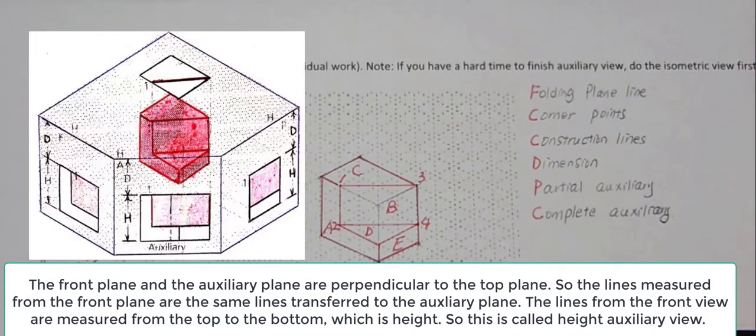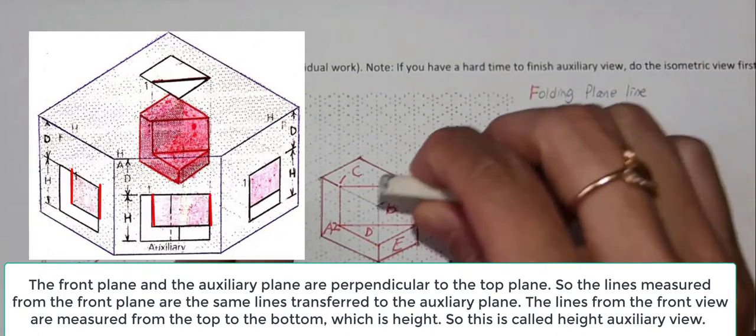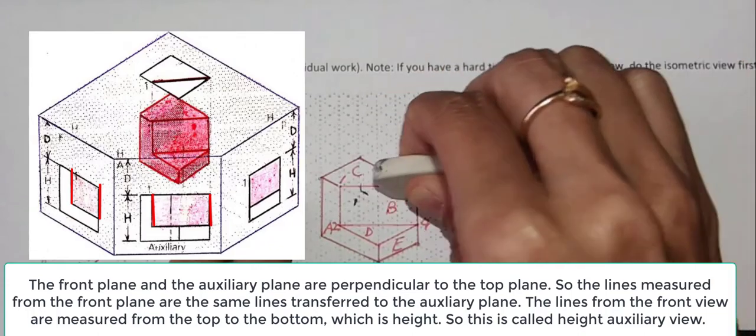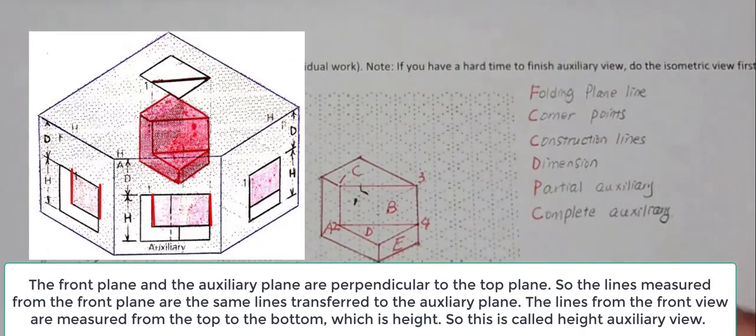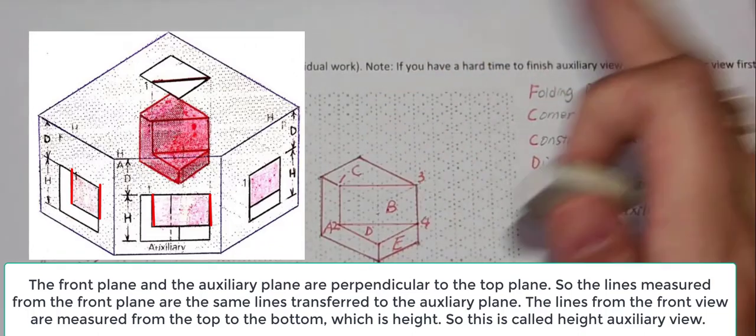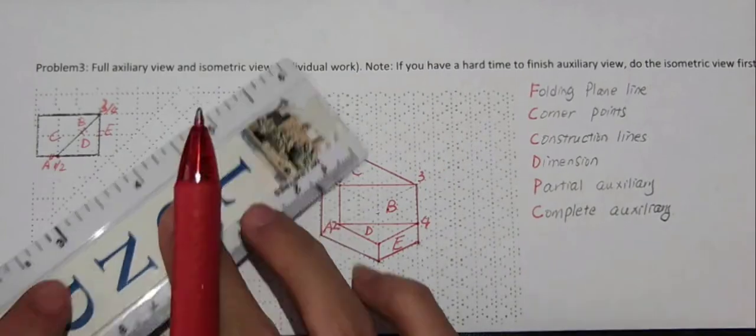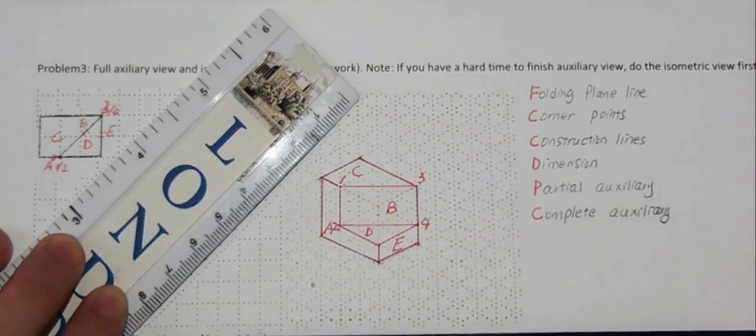Let's take a look at the glass box. The front plane and the auxiliary view plane are perpendicular to the top plane. So the lines measured from the front plane are the same lines transferred to the auxiliary view plane. The lines from the front view are measured from the top to the bottom, which is the height. So this is called the height auxiliary view. Let's take a look at the folding plane lines.